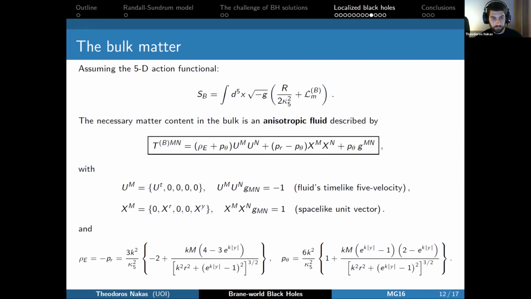By doing so, we deduce that the necessary matter content in the bulk is an anisotropic fluid described by this stress-energy tensor. Here, rho E is the energy density, rho P theta is the tangential pressure, UM is the fluid's time-like velocity, PR is the radial pressure, and XM is a space-like unit vector.